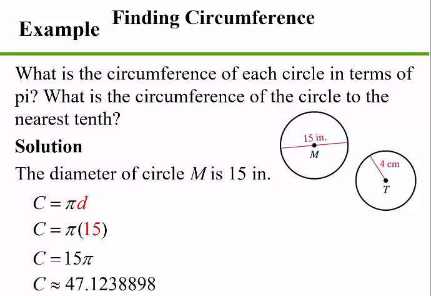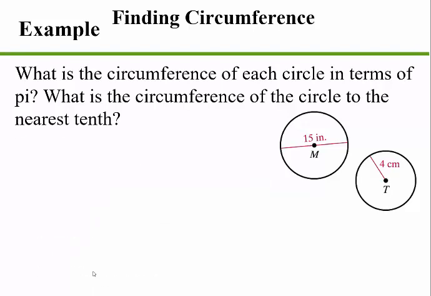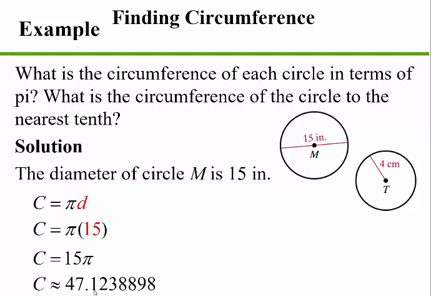Now to put that to the nearest tenth, if you do 15 times pi in your calculator, there should be a pi button, or you could use 3.14. You get 47.1238. So to the nearest tenth, that would just be 47.1.